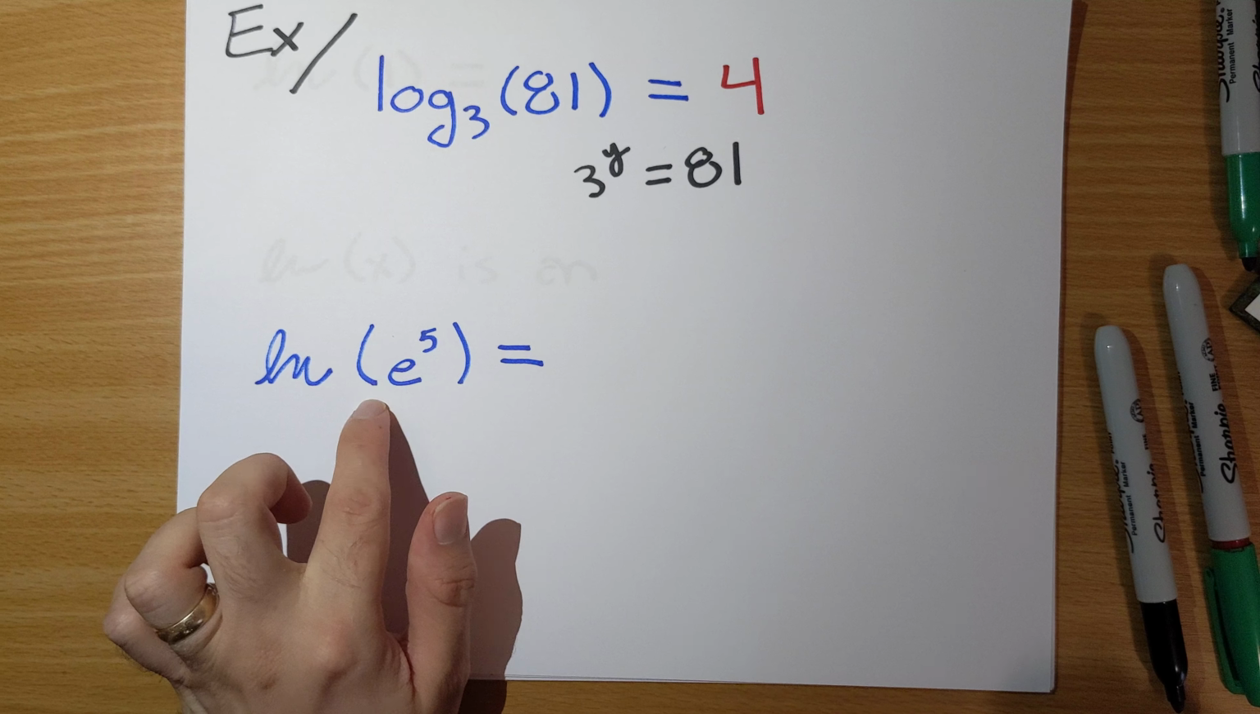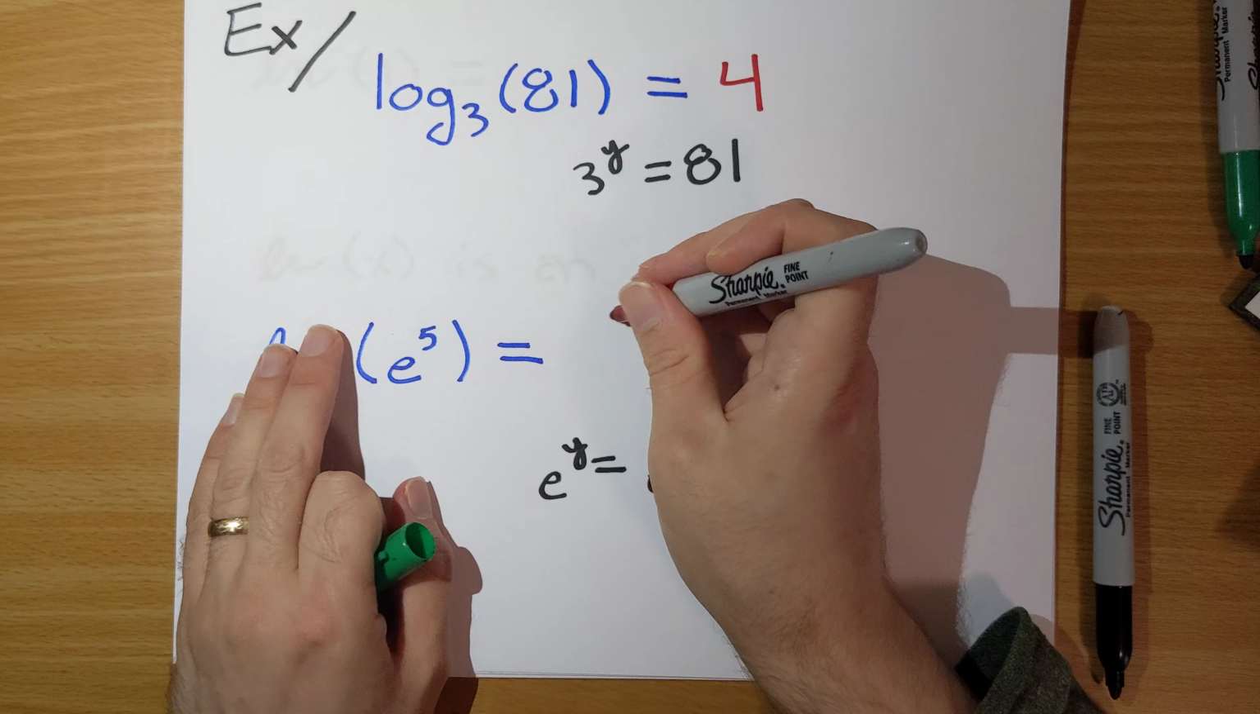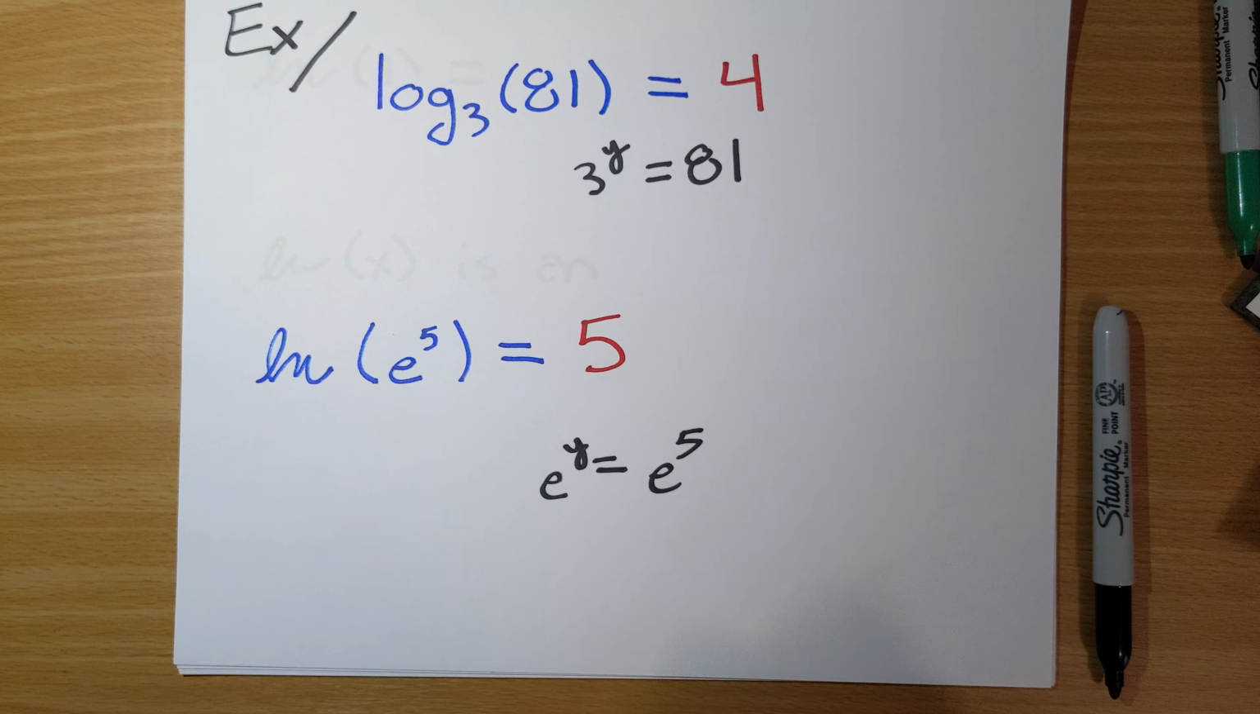The natural logarithm of e to the 5th is, well, once again, let's write this down. That is e raised to what power y is equal to e to the 5th. And I think we can see pretty easily that this needs to be 5 here.